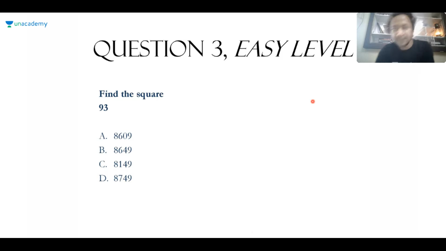8609, who was that? The same mistake which Ridhima committed in the practice. Ninety-three is 100 minus 7. So the last two digits should be 49, not 09. We have gone up to this level, we have gone until 75 only.